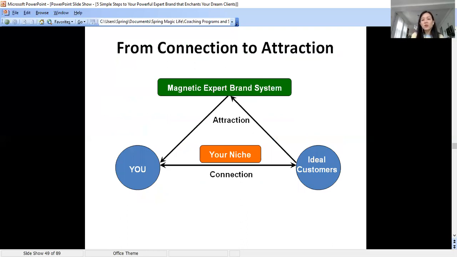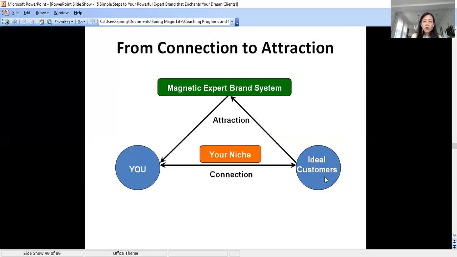And from connection to attraction, this is a bridge between you and your ideal clients. Previously, there was a huge gap. Next time I will add a little animation to this slide, showing the two-sided arrow first. You know, that's a big gap. And now your niche helps you build the in-depth connection with your ideal customers, because your niche is what your expertise is, what your passion really is, and what your best service is. So that will connect with your ideal customers.